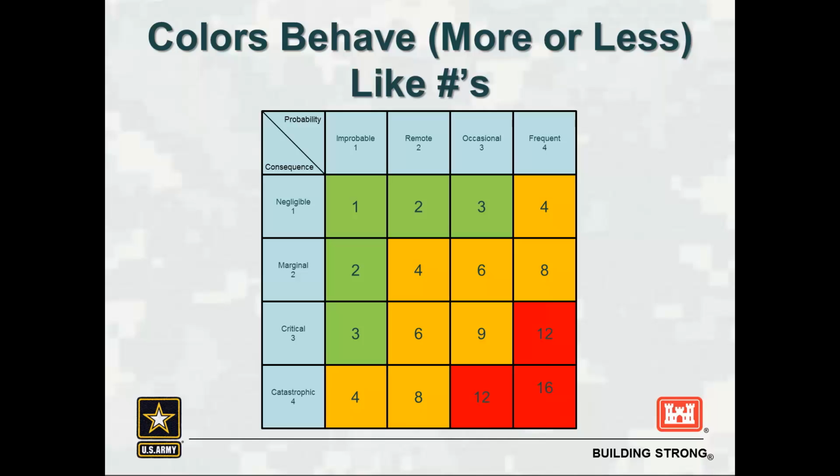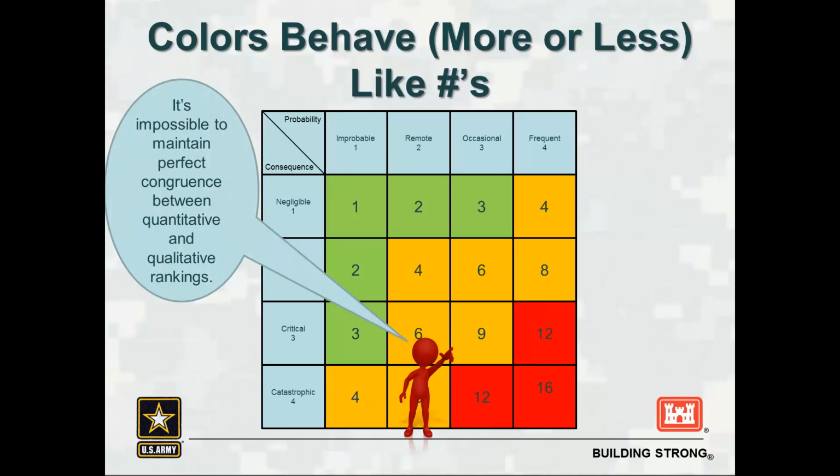So when people begin to fill in the colors to reflect their risk preferences, we can run into haphazard kinds of rankings that conflict with the way numbers really behave. So it's impossible to maintain a perfect congruence between quantitative and qualitative rankings, but you want to try to do so as much as is possible.